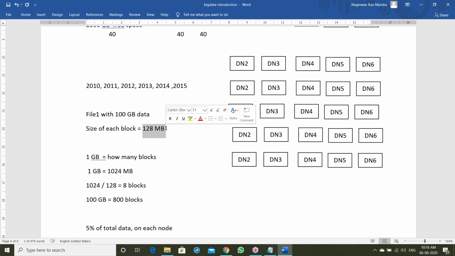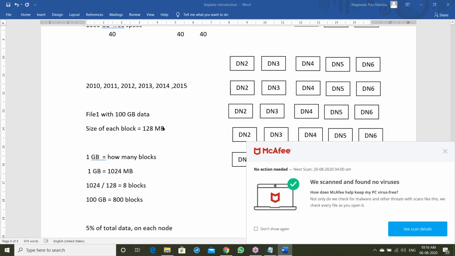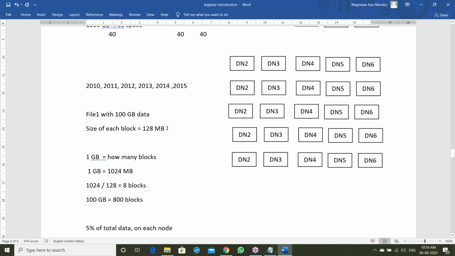Okay. Now the 2.x version, the second version of Hadoop, we are going to work on here. Even in our projects we are using the second version of Hadoop. So I will be explaining the second version of Hadoop here. In the second version of Hadoop, the size of each block is 128 MB.